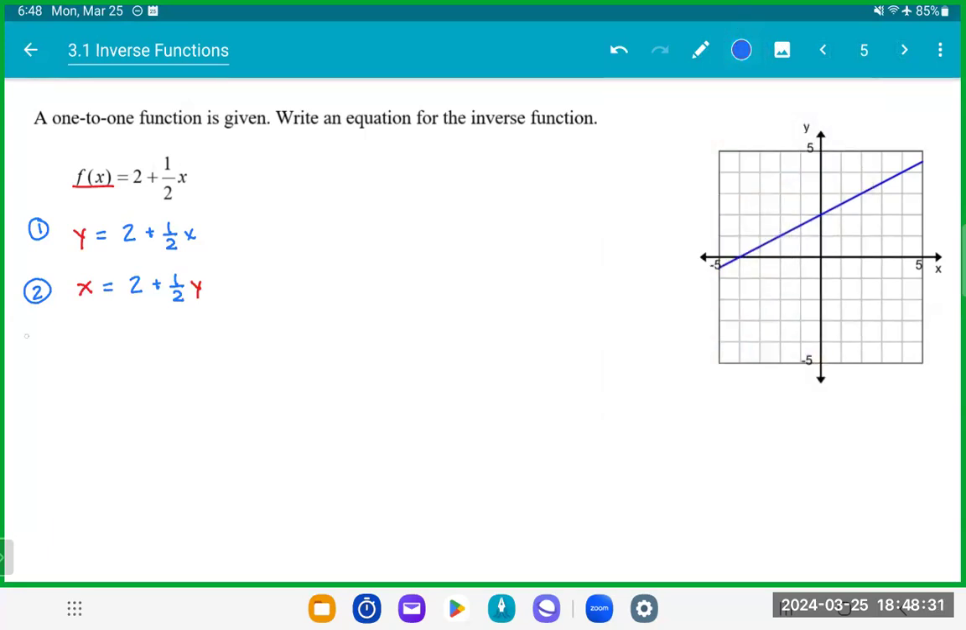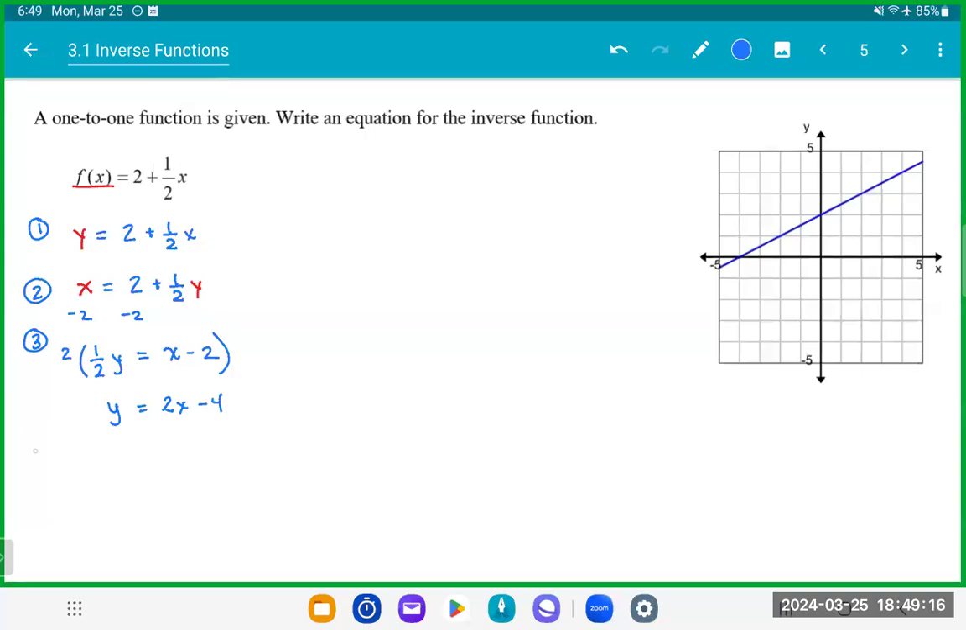Okay. Now, step 3 is we're going to solve for Y. So we can minus 2 from both sides. So we get, I'm going to put the 1/2 Y on the left because I like my Y on the left, equals X minus 2. Okay. We can now multiply everything by 2, right? So that gives me Y equals 2X minus 4.